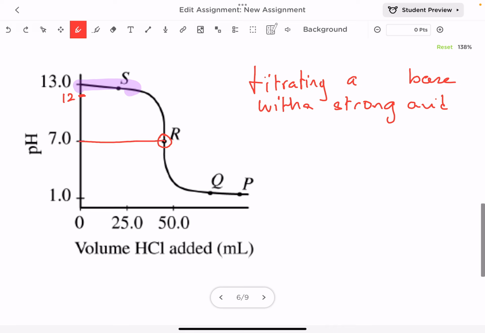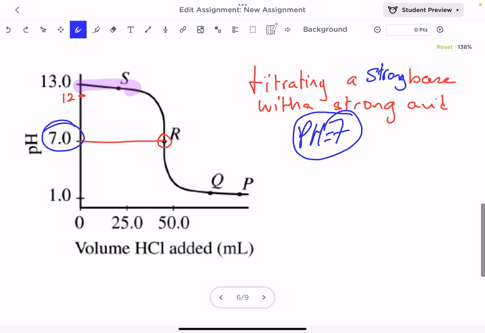All the indications here are showing that we have a strong base, and specifically because the pH at equivalence is equal to 7. In the case of a strong base, we will not look for half equivalence point and pKa or pKb, because we will not have a buffer solution at half equivalence point.